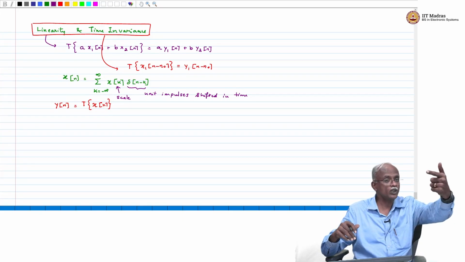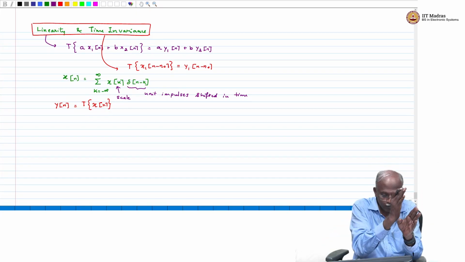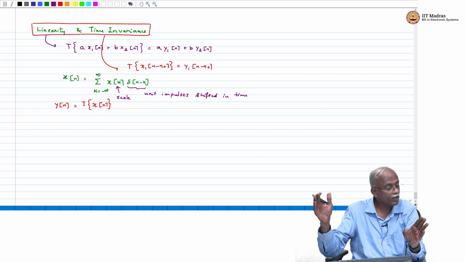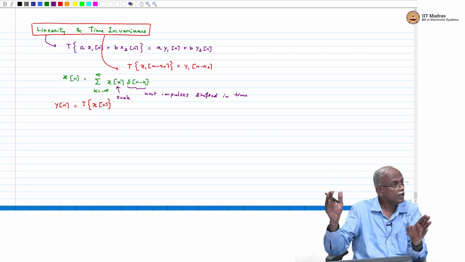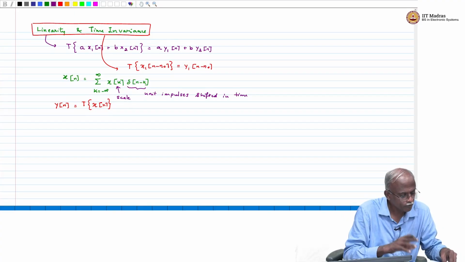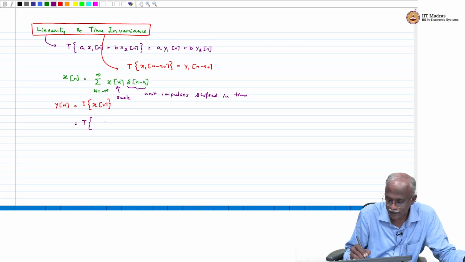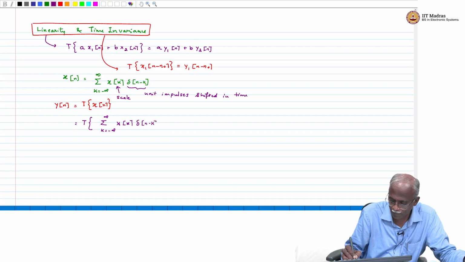Now, if you are looking at it as a sum of these shifted unit impulses with different scaling, you invoke the property of linearity: if you multiply the input by a constant, output also will get multiplied by a constant. If you delay the input, output will also get delayed. Use both of these properties. So, the transformation on x of n can be written as a transformation on the summation k equal to minus infinity to infinity x of k times delta of n minus k.